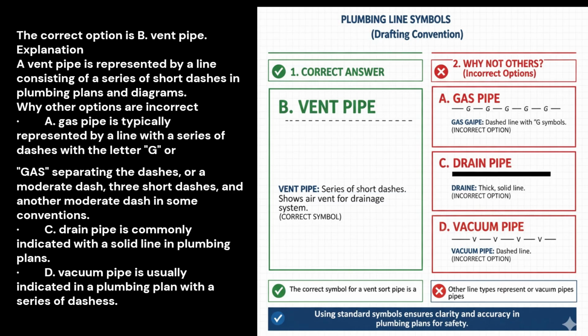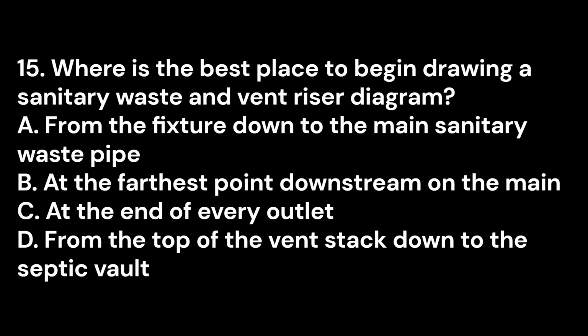C. Drain pipe is commonly indicated with a solid line in plumbing plans. D. Vacuum pipe is usually indicated in a plumbing plan with a series of dashes with the letter V or VAC separating the dashes.